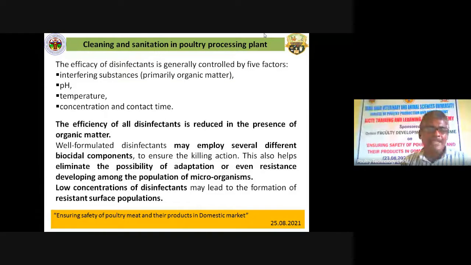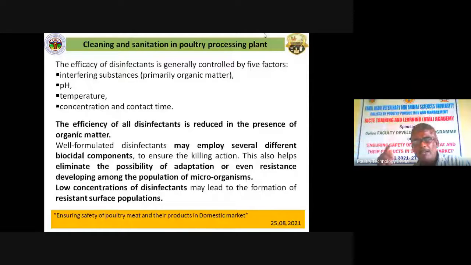Seeing all this, when we formulate a disinfectant, we have to use several biocidal components pooled together, because this will ensure two things. It will eliminate all the microorganisms on the surface. For example, some of the microorganisms will be resistant to a particular biocide, whereas some will not. So in such a condition, a residual microorganism will be left on the surface.